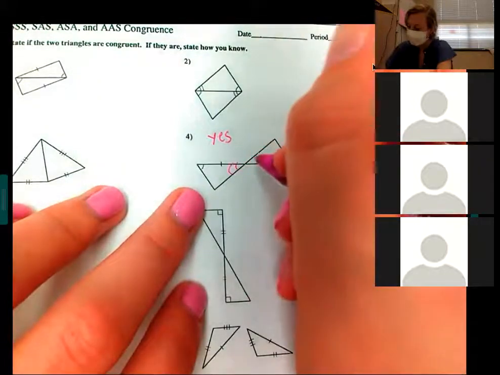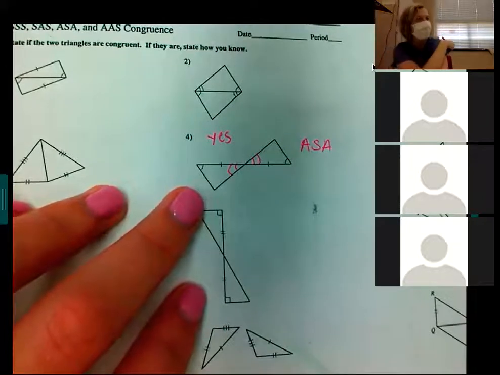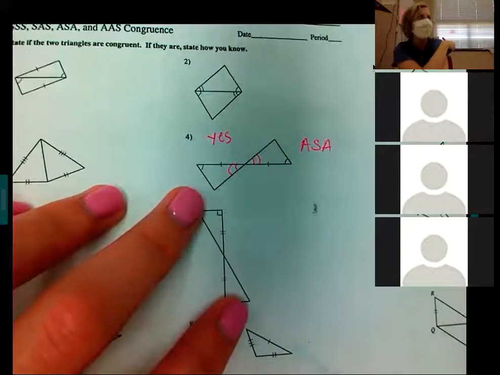The angles on the inside are congruent because they are vertical. All you gotta do is write yes, ASA. Yo, whiny boogers. That's the PG version.